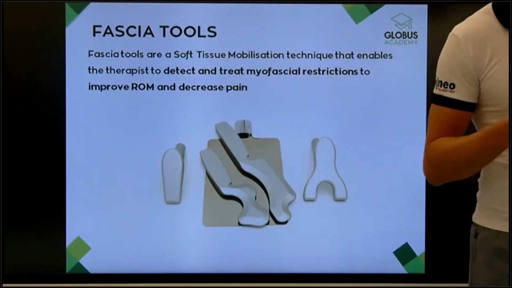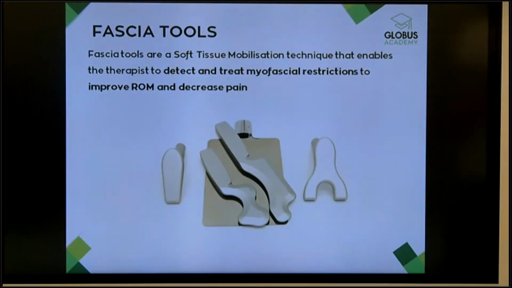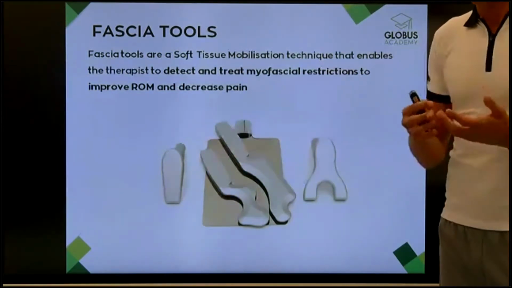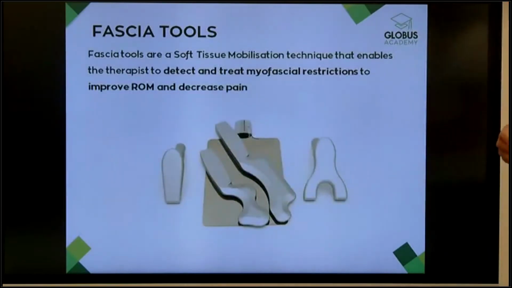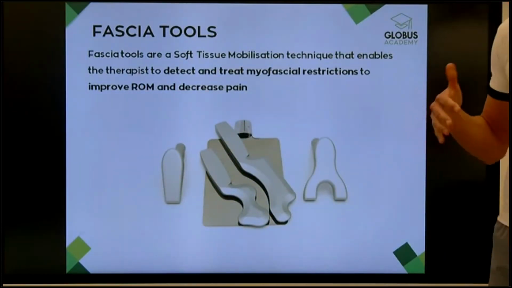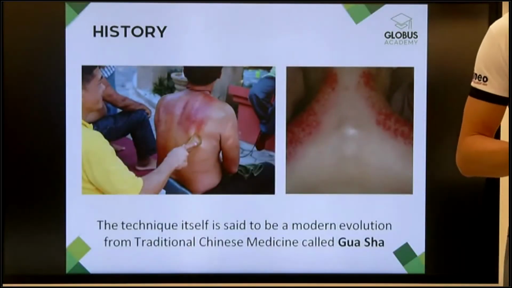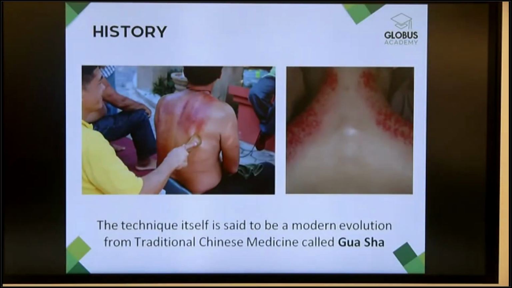So these are tools that could amplify our hands, like an expansion of our hands. So we can perceive the tissue and also we can treat the tissue. The origins, well, let's say it's important to speak about the history of these tools.